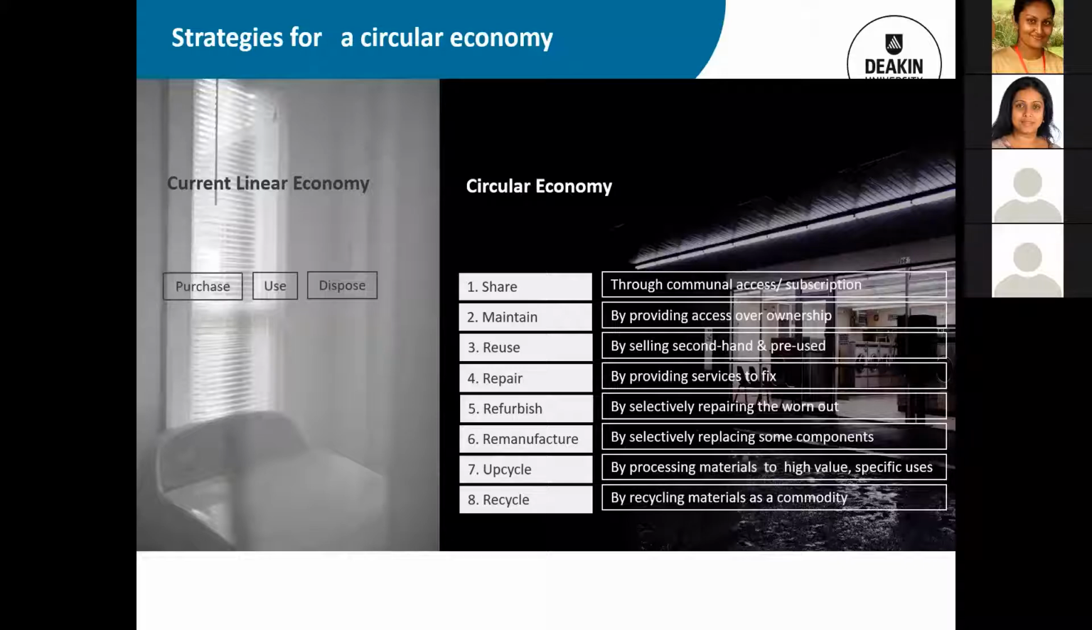In a circular economy, we don't think of a washing machine as just a washing machine. We think of two things. Firstly, we think of it as a product which has been manufactured with a certain resource footprint and an environmental footprint. So once it is manufactured, we try to keep using it for longer, or to use another set of strategies to get the maximum out of what has been produced.